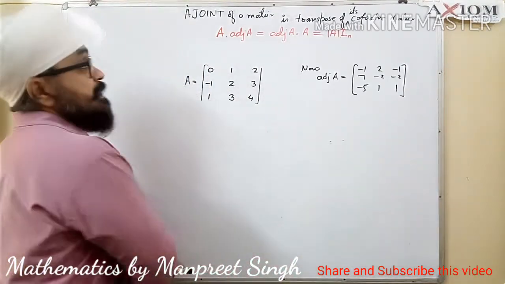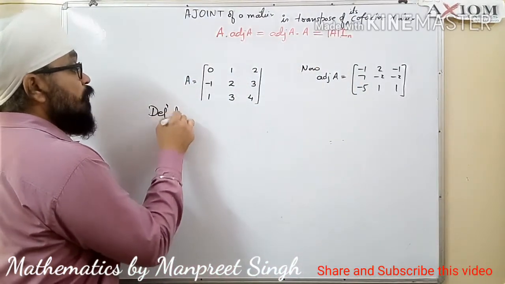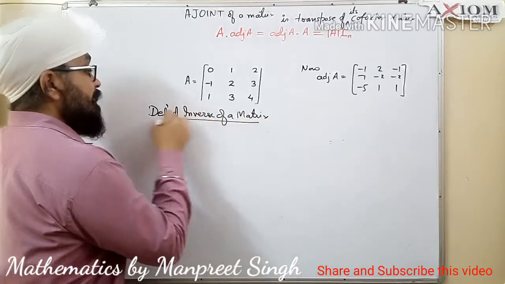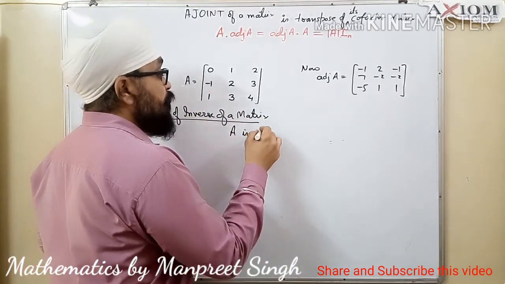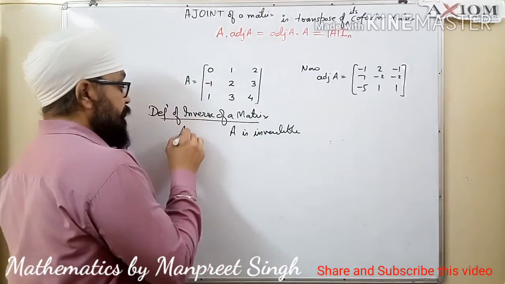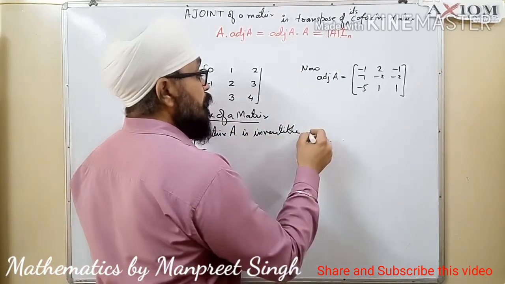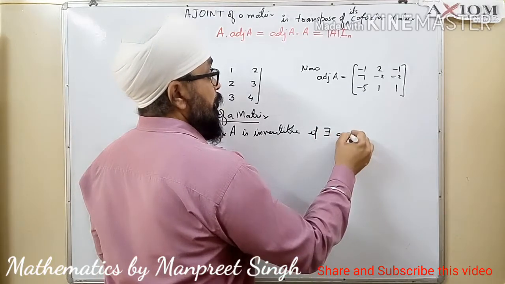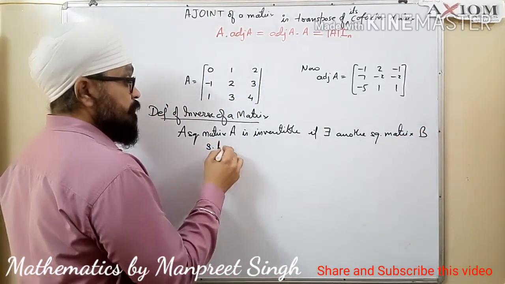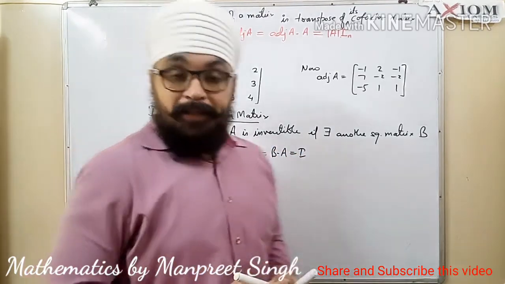Now the important part, why this adjoint is so important. Now if I go with the definition of inverse of a matrix, the definition was: a square matrix A is invertible if there exists another square matrix B such that A into B or B into A is I. Clear? Then A is said to be invertible.